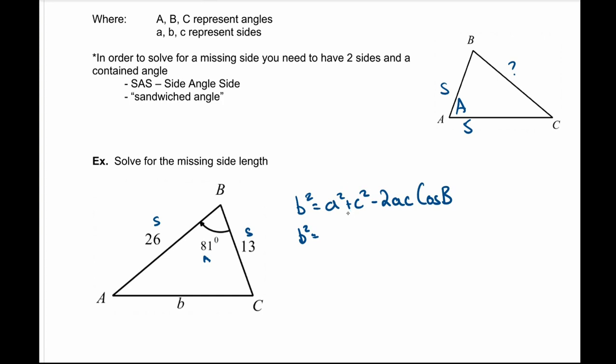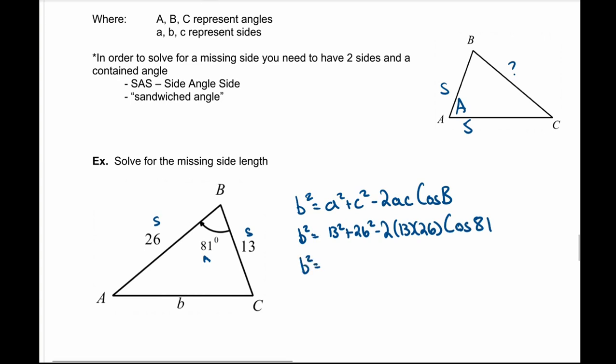b squared equals a squared plus c squared. In this case, we can label it specifically from our triangle. So a would be 13 squared, c would be 26 squared. But it doesn't really matter, because we can add two numbers in any order, and same with the next part, we can multiply the two numbers in any order and it won't change our answer. But keeping it consistent with how it's labeled, a is 13 and c is 26. And then cosine B, or angle B, so cosine 81.